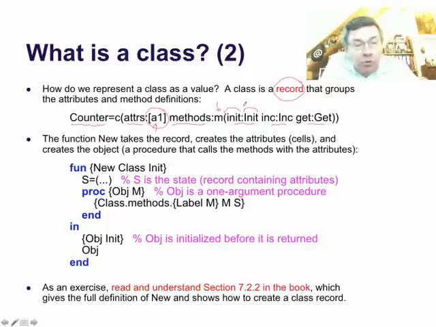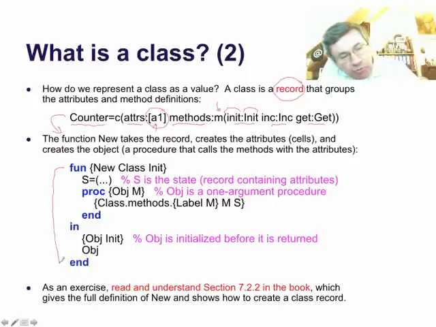So the function new will take this record, open it up, take a look at it, create the attributes, and then create the object, which is a procedure that calls the methods with the attributes. So here's the function new, how it's defined, or most of it. It has an argument which is going to be a class value, and an argument which is the initial message that we invoke the object with to initialize the object.